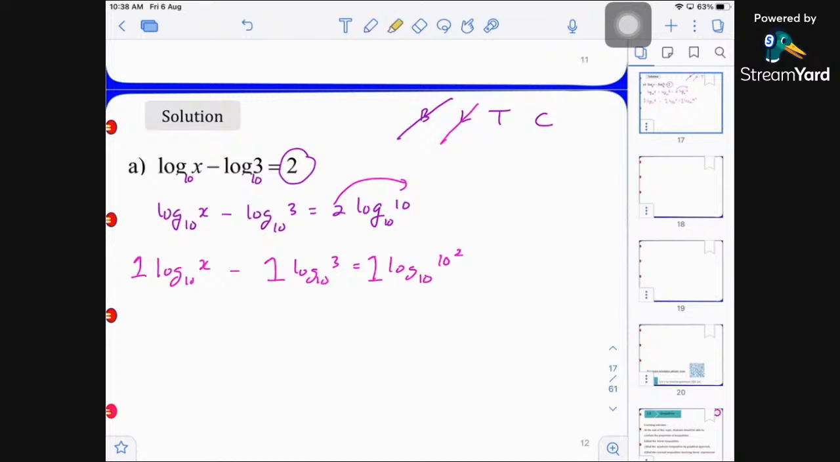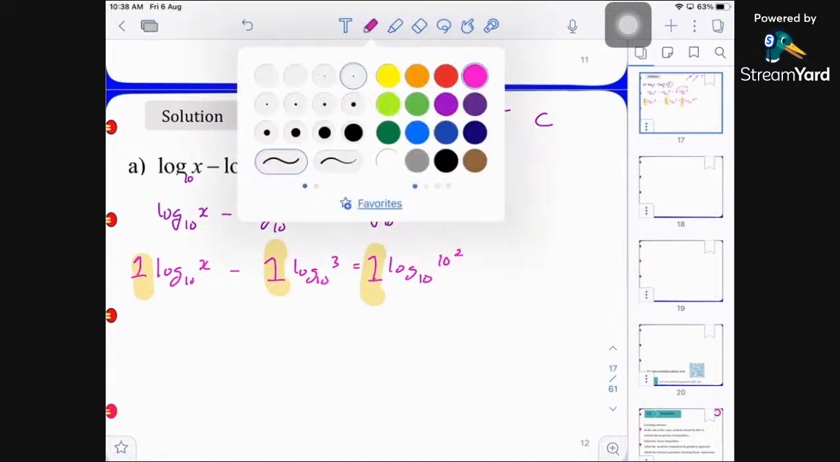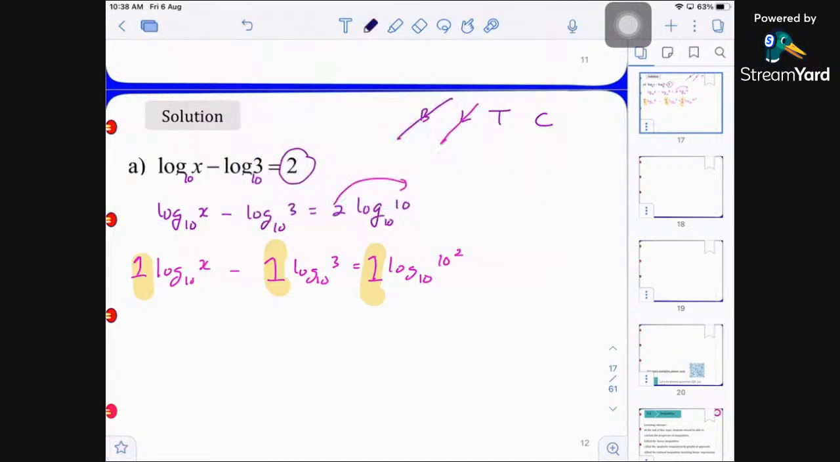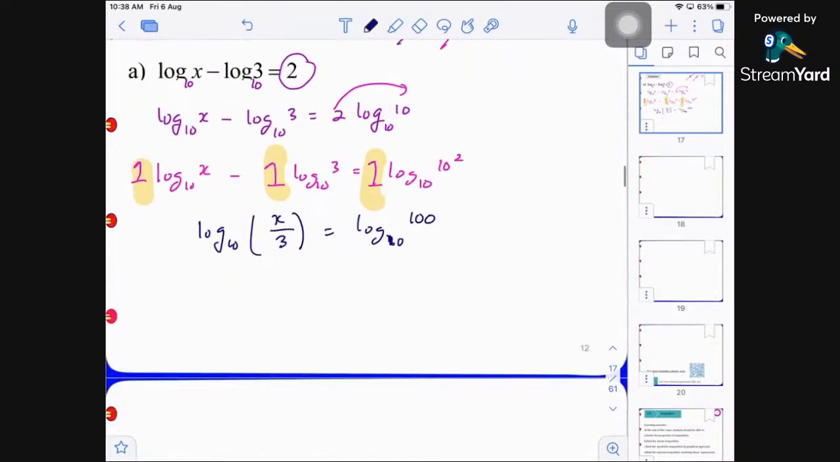Single log means everything in front here is 1, which means there is no number in front of the log. I bring to the power. Understand? Last week I already explained all the log rules, right? So you all should know. Okay. So from here you will get log base 10 of x divided by 3 equals to log base 10 of 10 squared, which is 100.